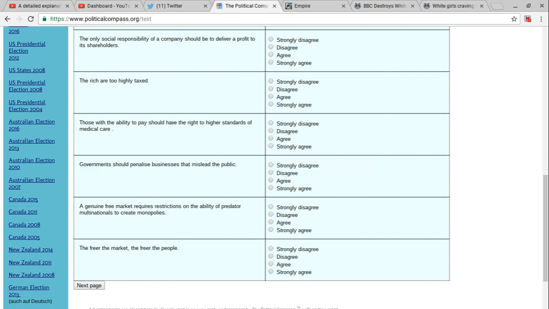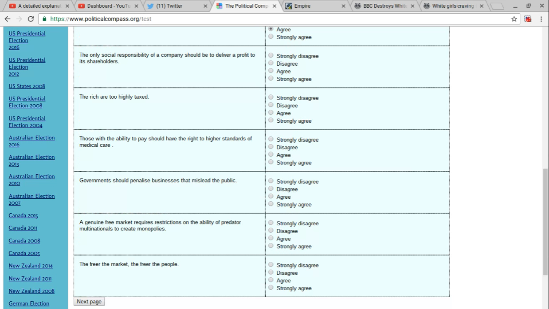The only social responsibility of a company should be to deliver a profit to its shareholders. Well, that's not a social responsibility. That's a financial responsibility, first of all. A company technically doesn't really need a social responsibility to survive. They need a financial one.